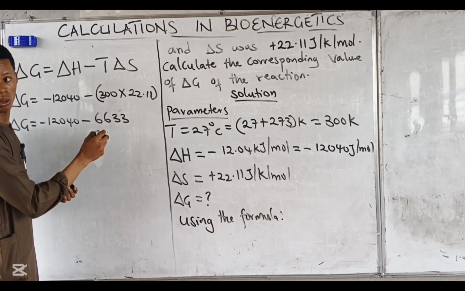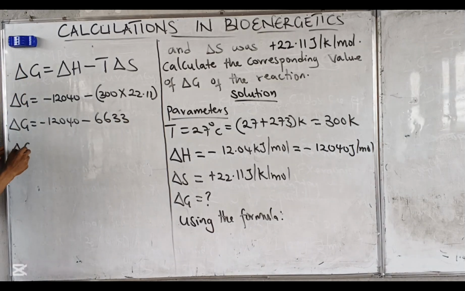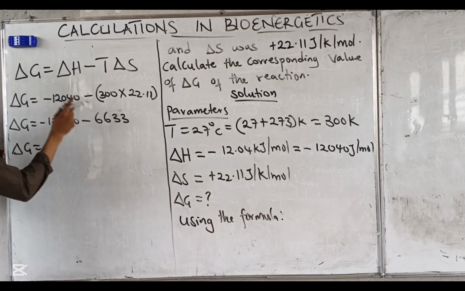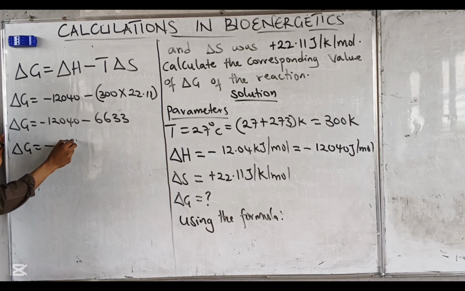6633. Is that all? 6633. Now delta G is equal to minus, this will give us what? Minus what? Minus 18673.